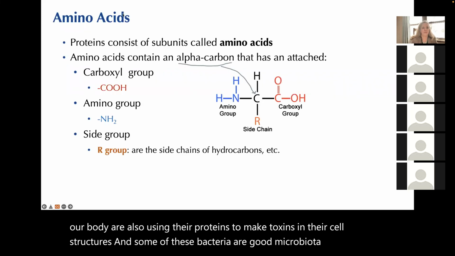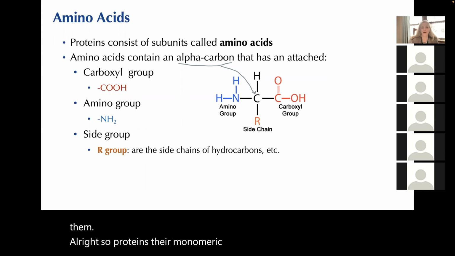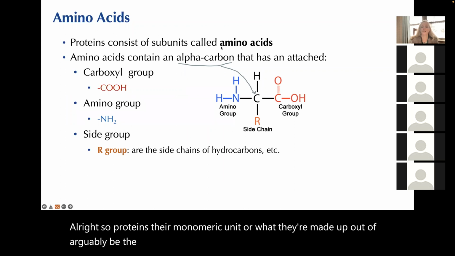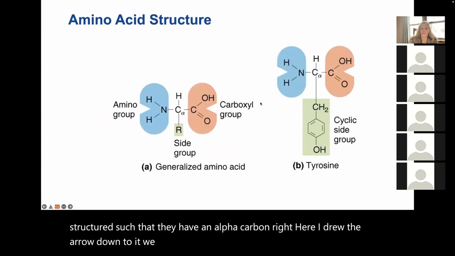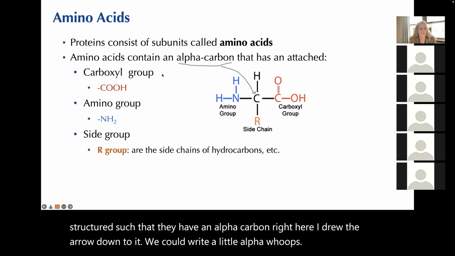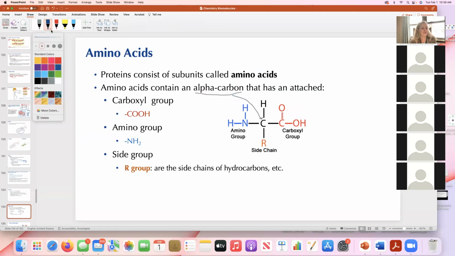We need them. All right, so proteins, their monomeric unit, or what they're made out of, are going to be the subunits called amino acids. And amino acids will be structured such that they have an alpha carbon right here. I drew the arrow down to it. We could write a little alpha. Okay, and we could call this the alpha carbon right here.